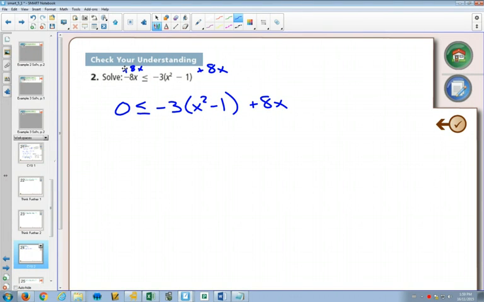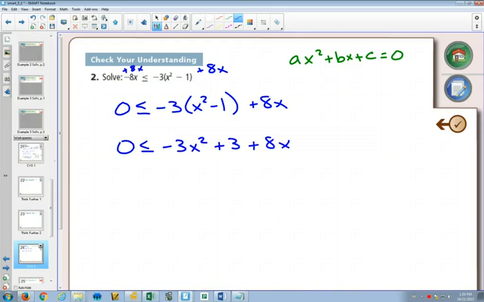Now, currently, the format of this one isn't like our normal quadratic equations. Our normal quadratic equations, when they're in their general form, look like this. So I'm going to multiply this negative 3 through, to distribute that negative 3 to both of those, so that I have negative 3x squared plus 3 plus 8x.